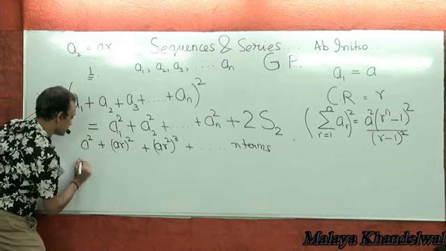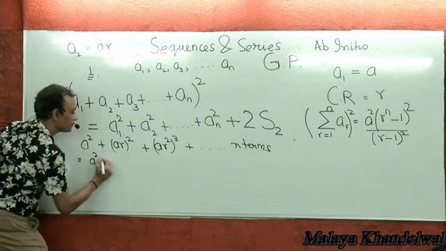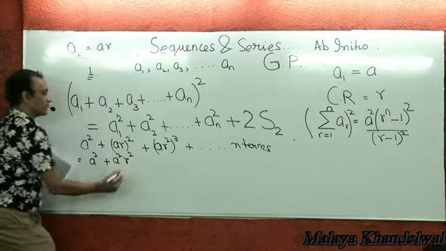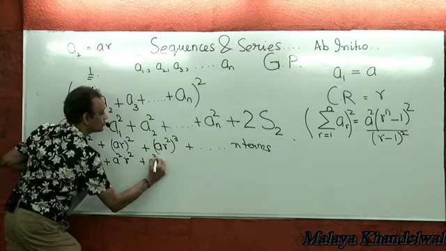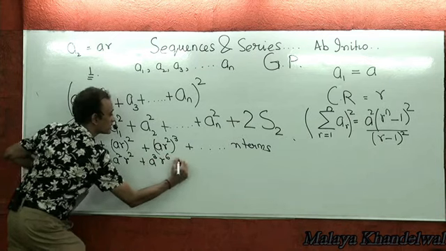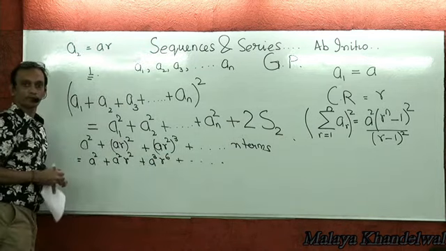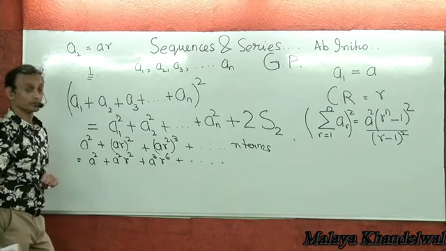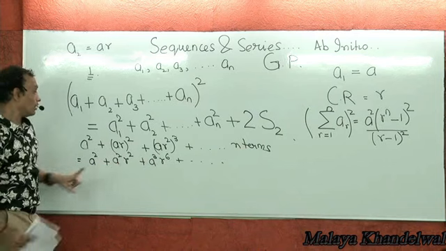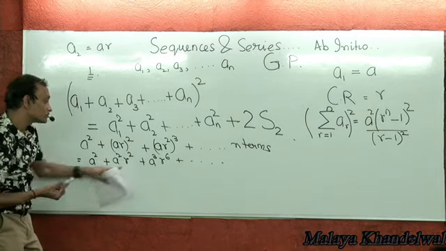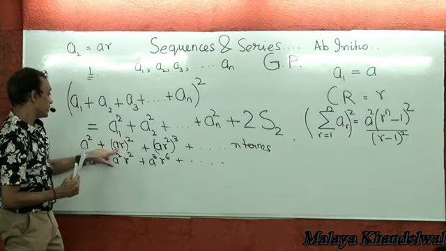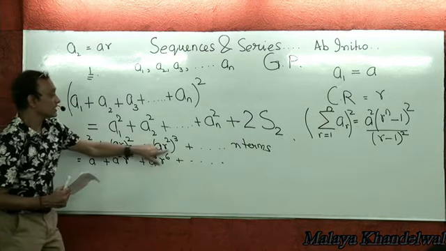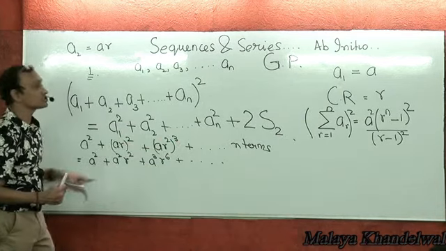Now this could be written as A squared plus A squared R squared plus A squared R to power 4, and so on and so forth. Clear? Yes or no? Which is what? Which is A squared plus AR whole squared plus AR squared whole squared, etc. Which is what?